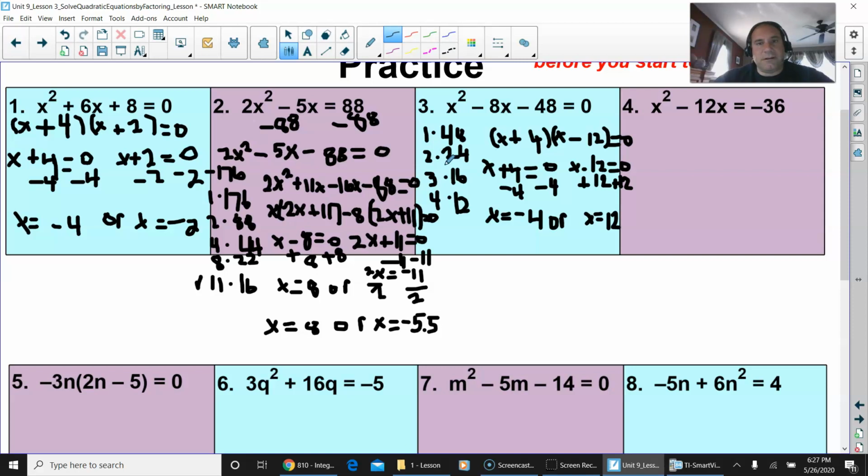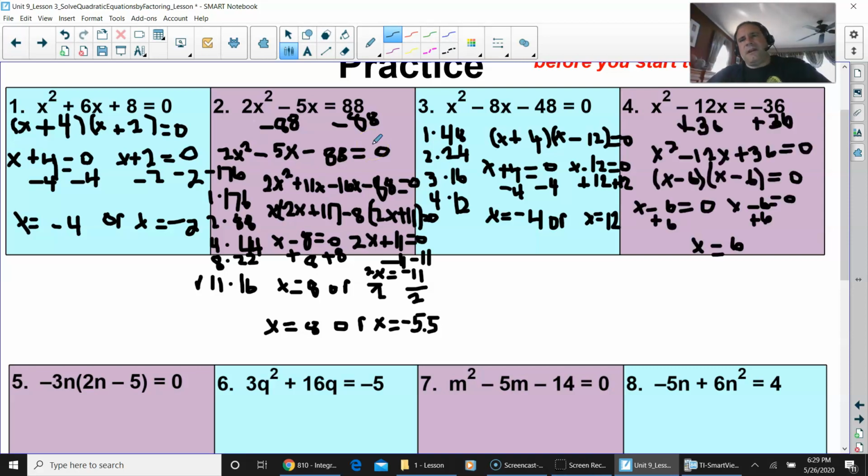Number 4, not in standard form, not equal to 0. Please get that negative 36 over to the left-hand side. Start factoring. Look for factors that multiply to 36 and add to negative 12. And you could solve it that way. Go ahead, try that problem, and press pause now.